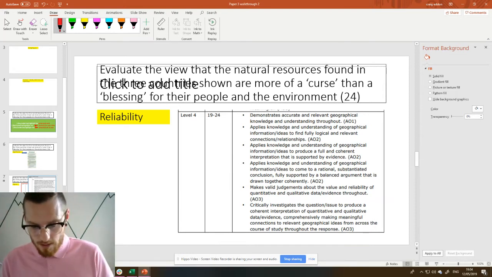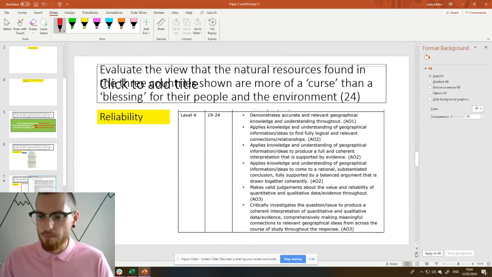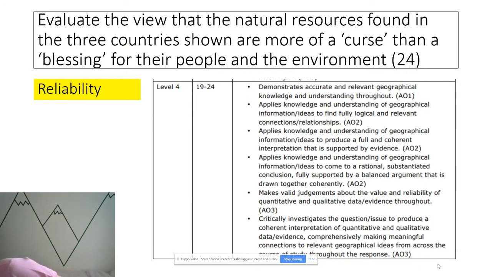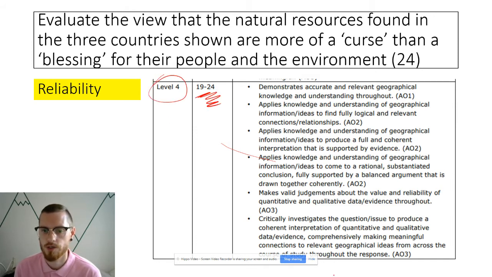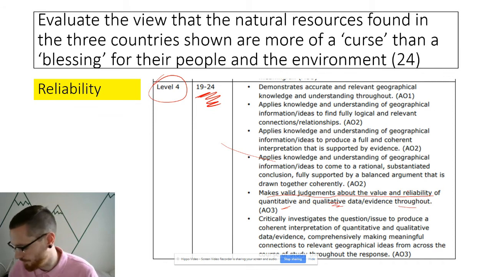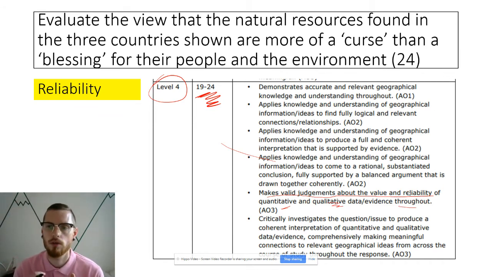Okay. Right, last bit then on reliability. So the mark scheme for level 4, 19 to 24 marks, also indicates that you need to make valid judgments about the value and reliability of the quantitative and qualitative data throughout, okay? So this is really a level 4 skill, and that is thinking about the sources of that data.